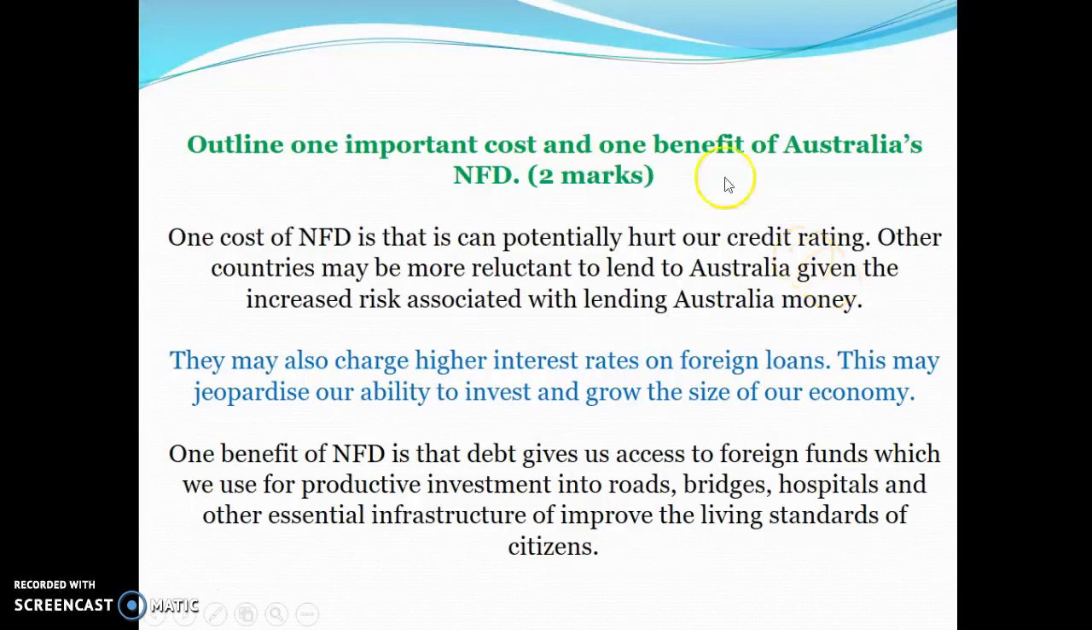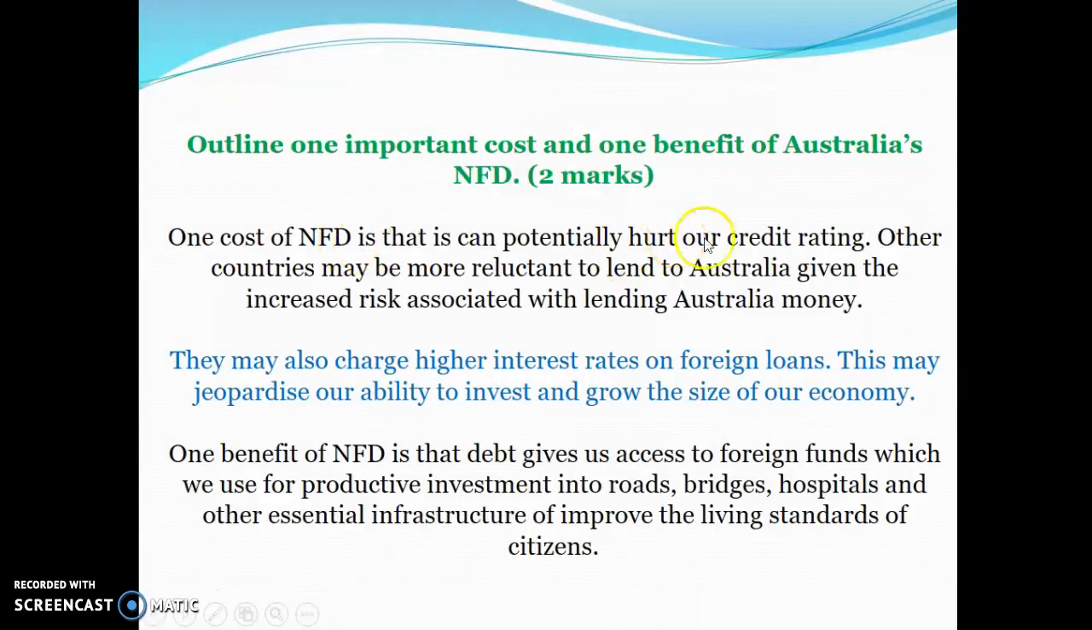One important cost and one benefit of net foreign debt. One cost of net foreign debt is that it's going to hurt our credit rating. Other countries may be more reluctant to lend to Australia, and they may also charge higher interest rates, which might jeopardise our ability to grow. One benefit is that it gives access to foreign funds, which we can use for productive investment into roads and bridges and hospitals and infrastructure, which we can use to maximise our living standards.